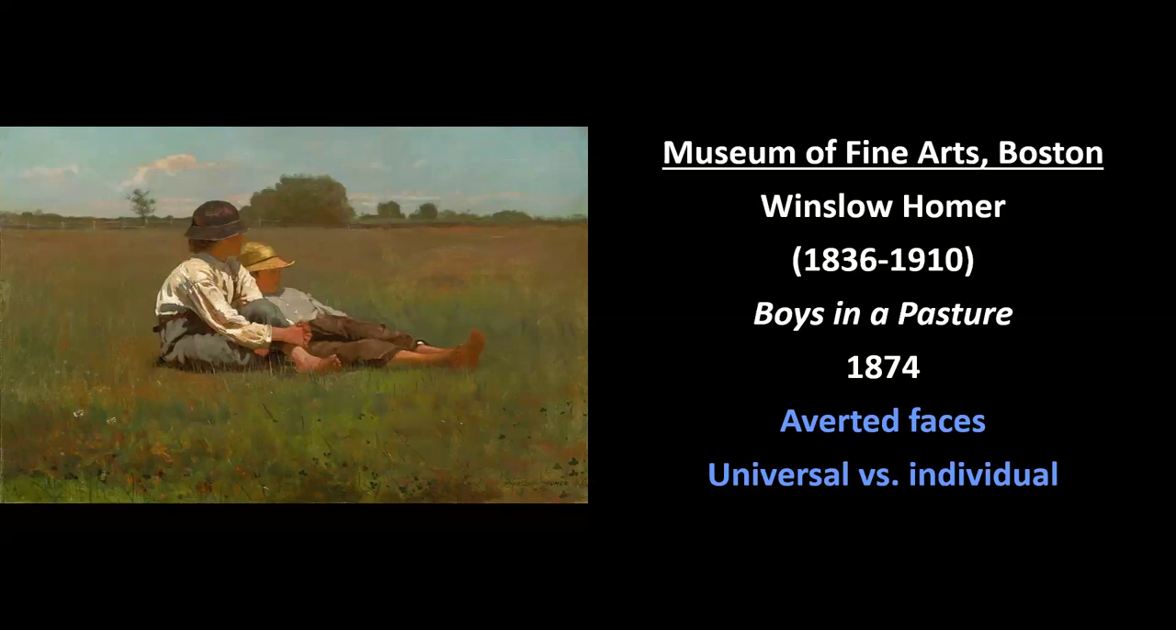This is one of Homer's more well-known depictions from his children's series. This is at the Museum of Fine Arts in Boston, called Boys in a Pasture, from 1874. Again, their faces, you're not really able to see much detail. They're averted in this particular case, so it makes the boys more universal as opposed to, say, individual.